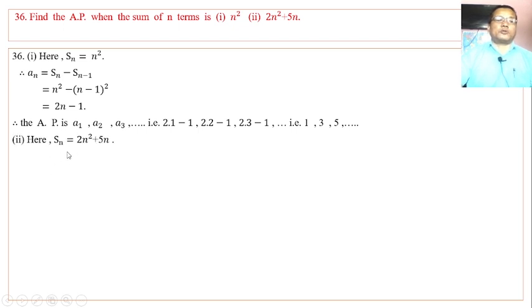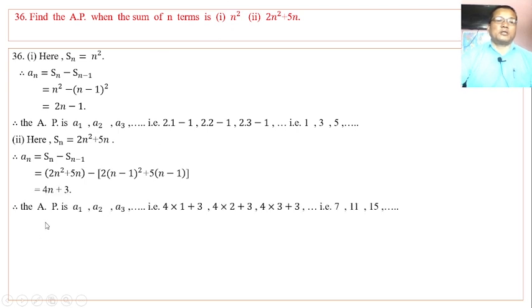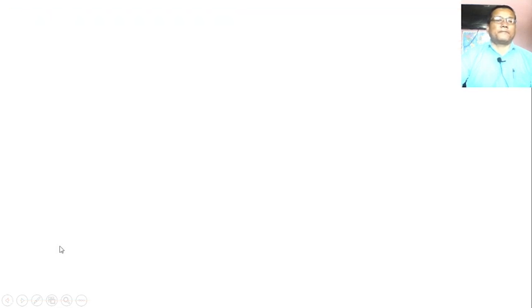Similarly for Roman number 2, Sn is this. Therefore An is Sn minus S of n minus 1. Putting the respective values of n and n minus 1 and expanding, evaluating, we get 4n plus 3. This is the nth term. Therefore the AP is A1, A2, A3, and so on. Putting n as 1, 2, 3, we get 7, 11, 15 and so on.